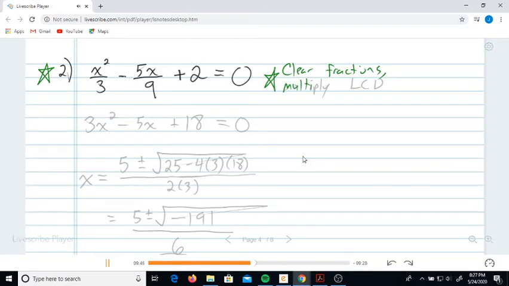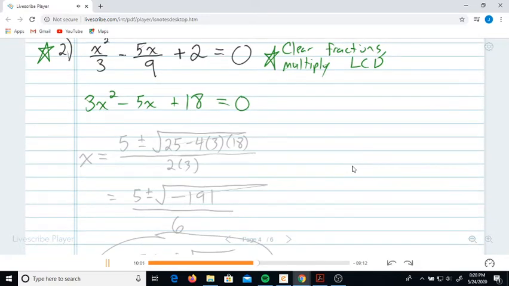I'm going to multiply everything by that least common denominator, so that's 9. So if I multiply everything by 9, I get 3x squared minus 5x plus 18. So that's what we get when we clear the fractions. And we can go ahead and try to factor that. Factoring is going to be difficult, so we'll go ahead and run the quadratic formula. So x equals negative b plus or minus the square root of b squared minus 4 times a times c all over 2a. So let's go ahead and start simplifying.